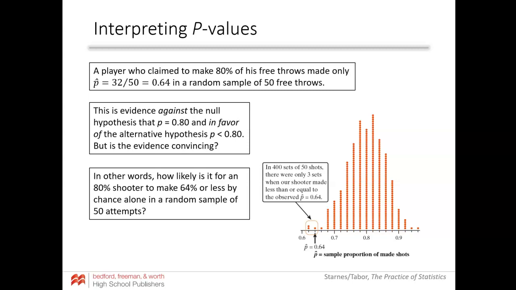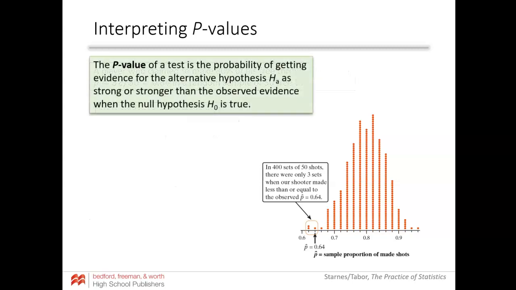Well, not very likely is the answer, because if we do the math, we find out 3 out of 400 is not even 1%. Super tiny percentage. So what we just calculated was a p-value. The p-value tests the probability of getting evidence for the alternative hypothesis as strong or stronger than the observed evidence when the null hypothesis is true. That is a really confusing definition of p-value. When we start using p-values, it'll make a little more sense, but for now, just highlight it in the notes. We'll come back to this.